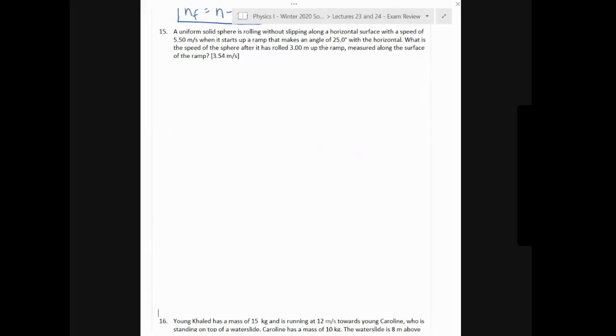Okay, so we have a uniform solid sphere rolling without slipping along a horizontal surface with a speed of 5.5 meters per second when it starts up a ramp that makes an angle of 25 degrees with the horizontal. So initially, the velocity is 5.5 meters per second. What is the speed of the sphere after it's rolled 3 meters up the ramp, measured along the surface of the ramp? So along the surface of the ramp, we've moved 3 meters from here to here. And at this point over here, we want to know what is the speed of the sphere.